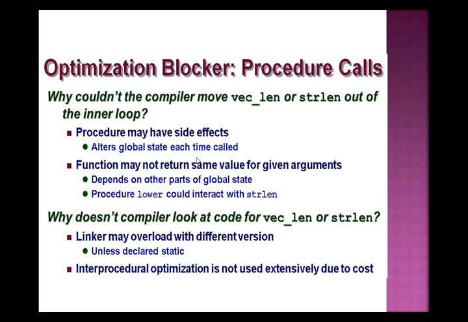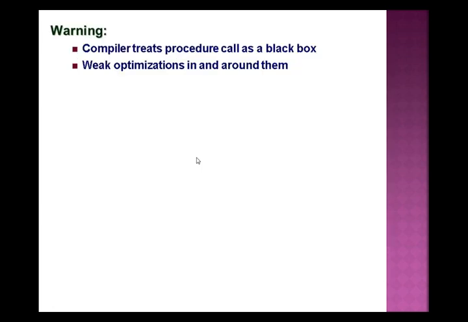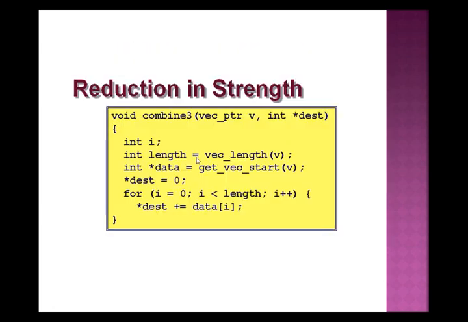The answer is that a procedure may have side effects. Why? The global state data, or the global variable, is altered every time; it alters the global state each time it is called. A function may not return the same value for the given argument. Then the next point: why does the compiler not look at the code for vec length or strlen? Then what is the warning? The compiler treats a procedure call as a black box, with weak optimization in and around them.